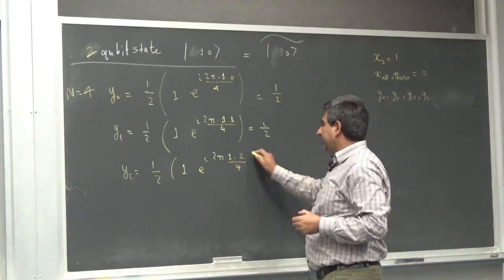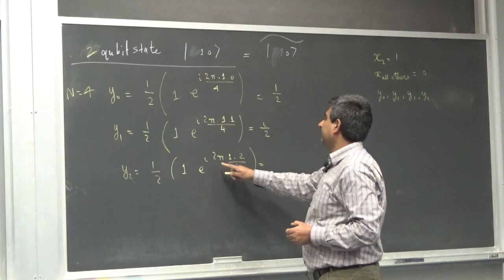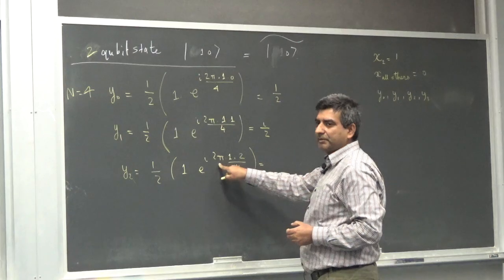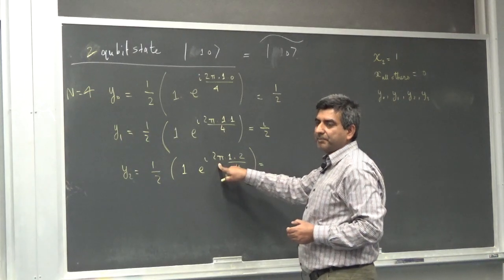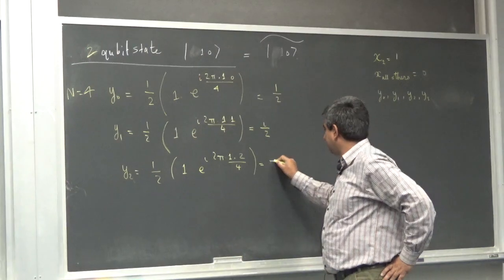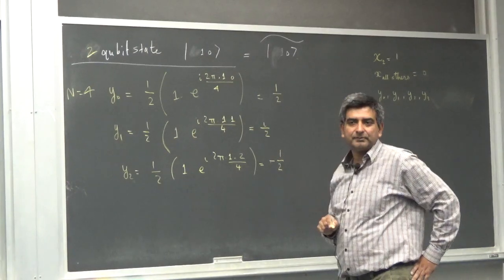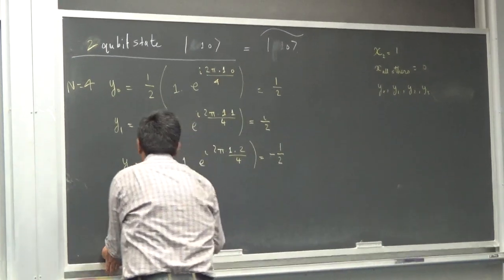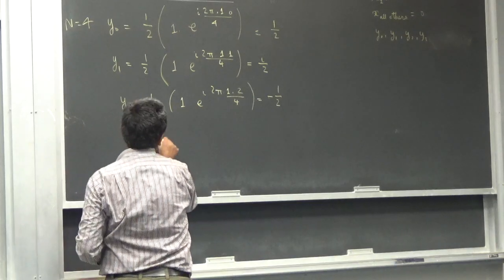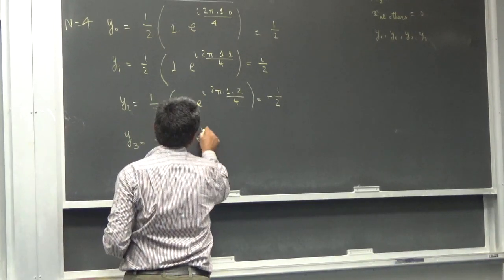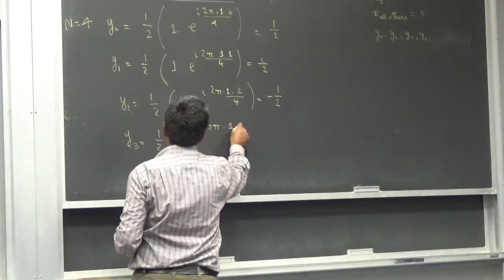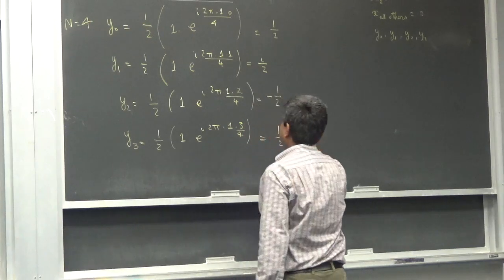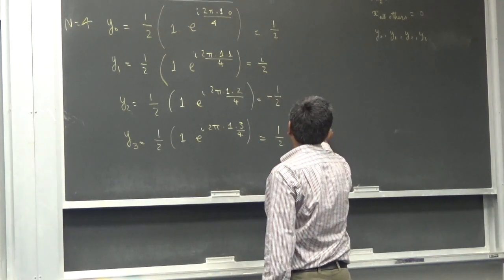So this is going to be e^(iπ). This is e^(iπ) which is -1. Correct? My y3 is going to be equal to 1/2 e^(i2π), my j is 1, my k is 3. This is going to be 1/2 e^(i3π/2).